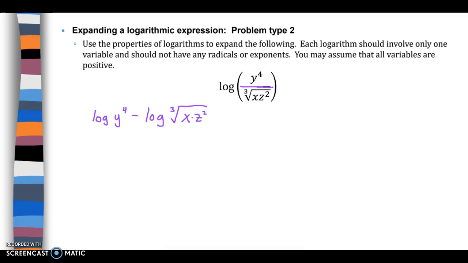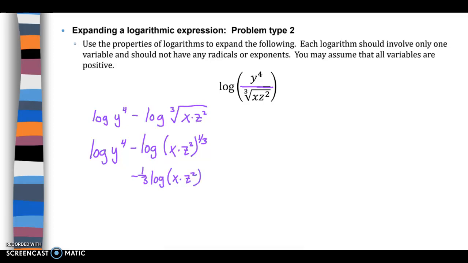There's a few different paths from here that we can take, but if you remember, what is the cube root in exponents? That is the same thing as having x times z squared to the 1/3 power. So far this entire thing is log of y to the 4th minus log of x times z squared to the 1/3. So the power rule says I can take this 1/3 and stick it out in front of my log, so it's 1/3 times the log of x times z squared.